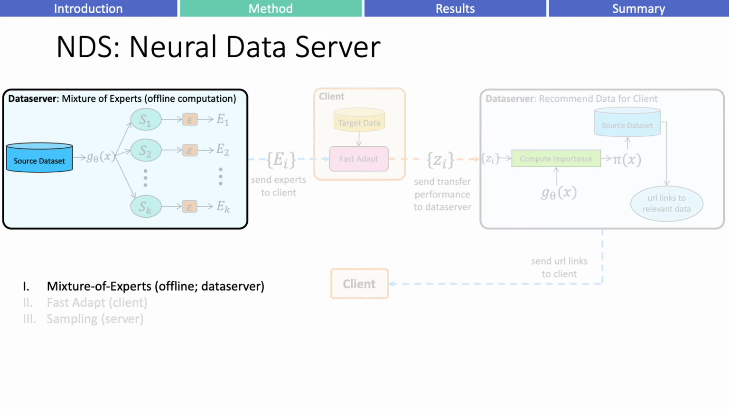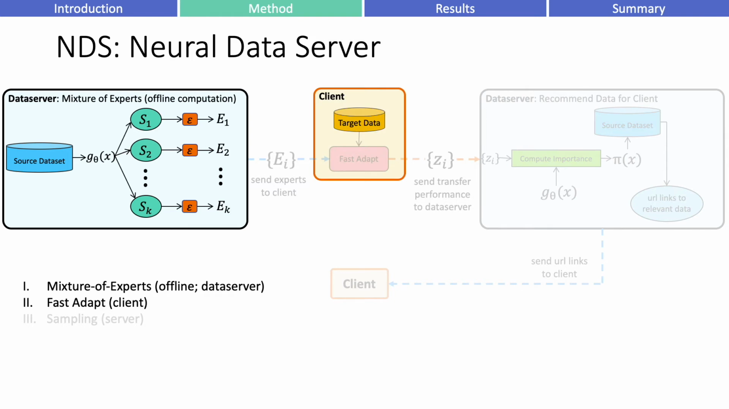On the data server side, we define a gating function that partitions the dataset into mutually exclusive subsets and train one expert per subset. These experts are trained offline on self-supervised tasks, where we use the task of predicting image rotation. The experts are hosted on the data server and sent to each client.